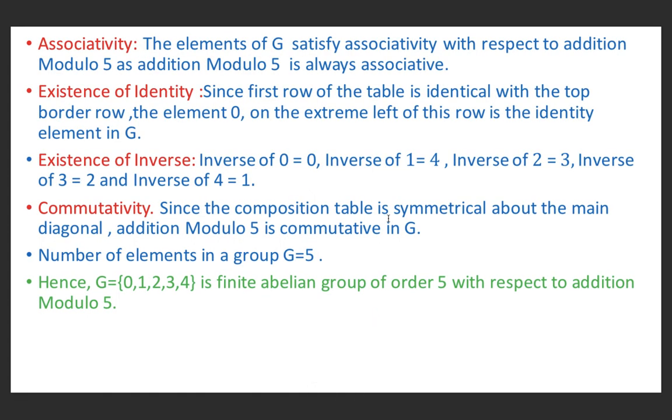Since the composition table is symmetrical about the main diagonal, addition modulo 5 is commutative in G. The number of elements in the group G is 5. Hence, the group G equal to {0, 1, 2, 3, 4} is a finite abelian group of order 5 with respect to addition modulo 5.